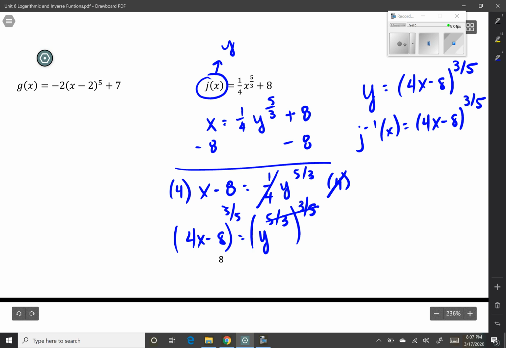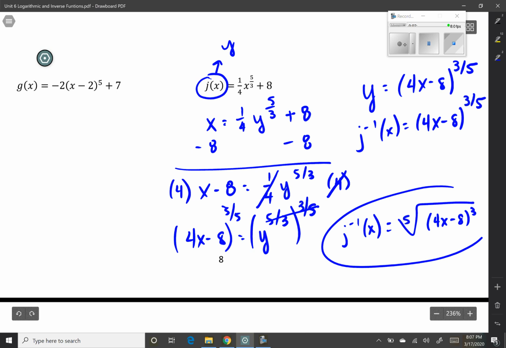We can even use our rule of exponent over root to say that this is the same thing as the 5th root of 4x minus 8 to the 3rd power. All of these things are the same exact expression. We're just showing that they are written differently.